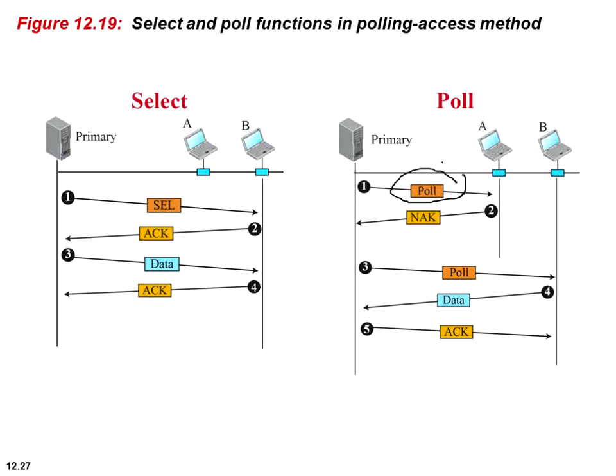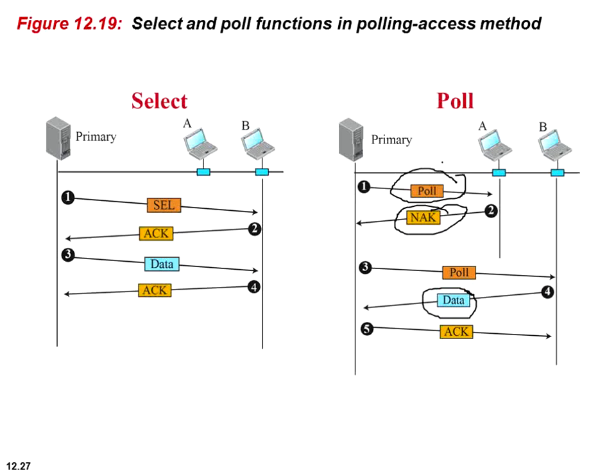And each device in turn, if it has anything to send, when the first secondary is approached, it responds either with a NAK frame if it has nothing to send, or with data in the form of data frames. If the response is negative, a NAK frame, then the primary polls the next secondary in the same manner until it finds one with data to send.